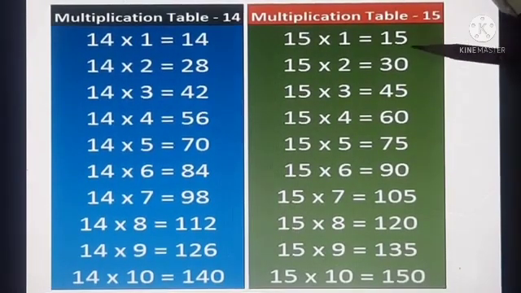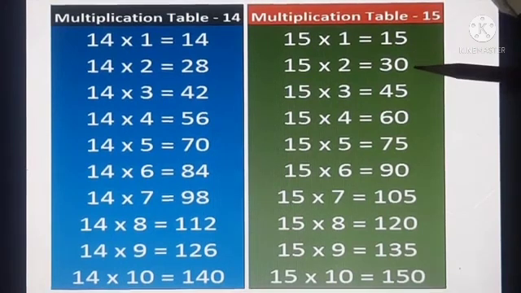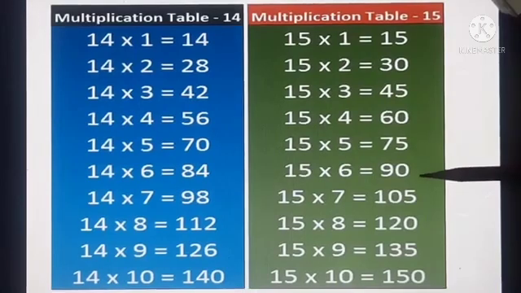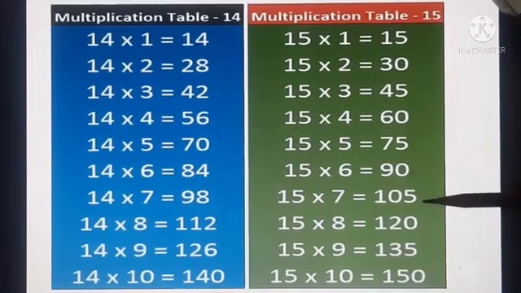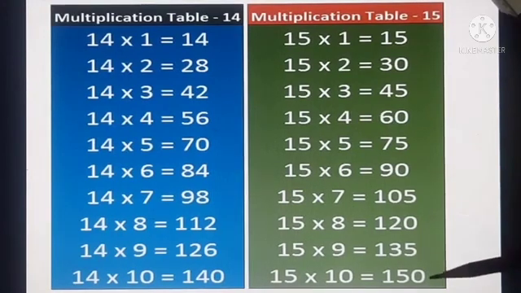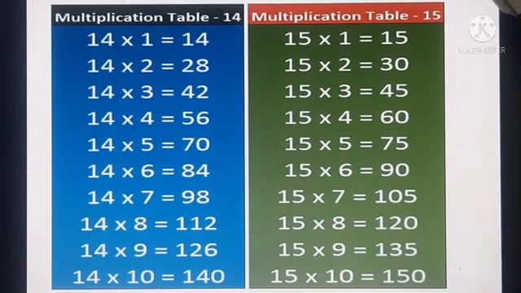15 ones are 15, 15 twos are 30, 15 threes are 45, 15 fours are 60, 15 fives are 75, 15 sixes are 90, 15 sevens are 105, 15 eights are 120, 15 nines are 135, 15 tens are 150. Revised? Very good.